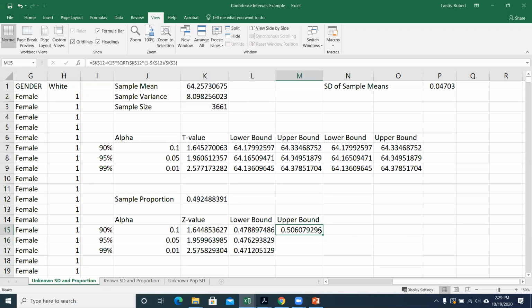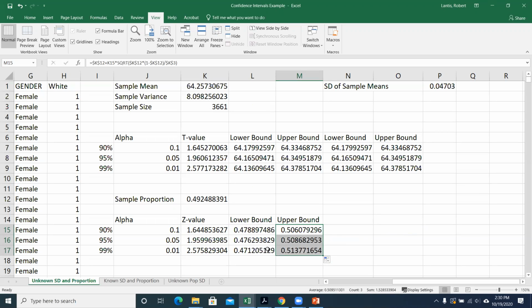Now I just drag it down. It's really the same process as what we just did, okay? So now I get my lower and upper bound here. And notice, when I'm dealing with proportions, especially when I have a proportion around 0.5 here, my confidence intervals can be kind of wide.